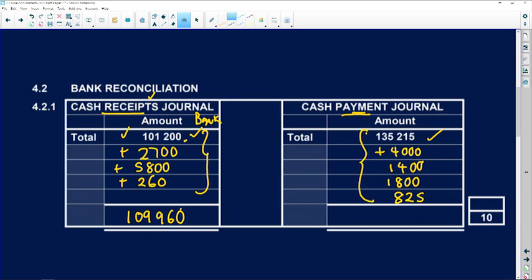And then similarly, cash payments journal, we've got to add all these amounts. So if we total all these amounts, including the 135,215 given to us at the top, our updated cash payments journal total is 143,240. Okay, just saving a bit of time there and not taking my calculator out, but I know you guys would have got those totals. Right, moving on.